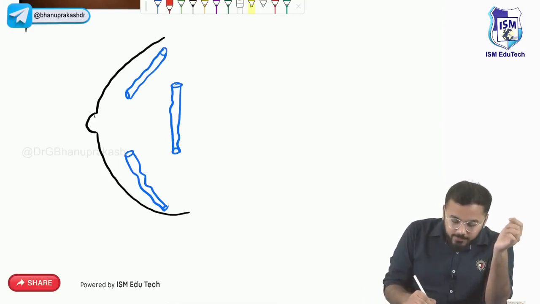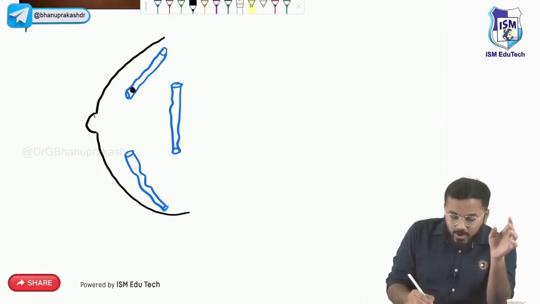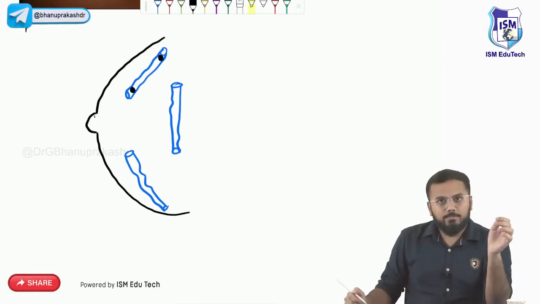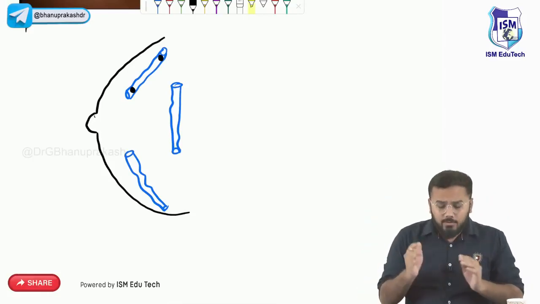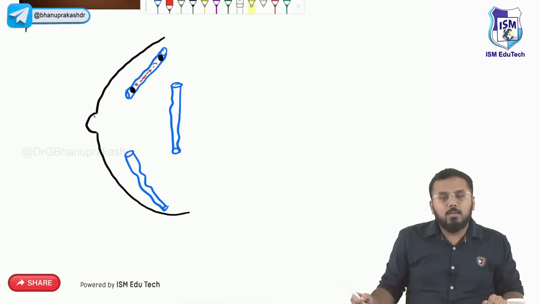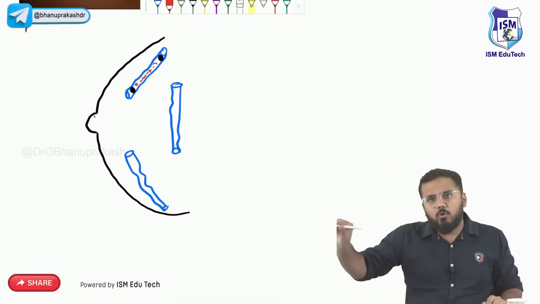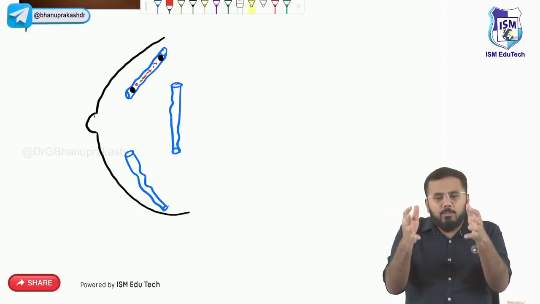For example, if there is a cancer on one end of the vessel as well as on the other end of the vessel, then what will happen? Whatever fluid is present within the veins, will this fluid move forward or backward? It cannot move anywhere. So it will be stuck there itself.